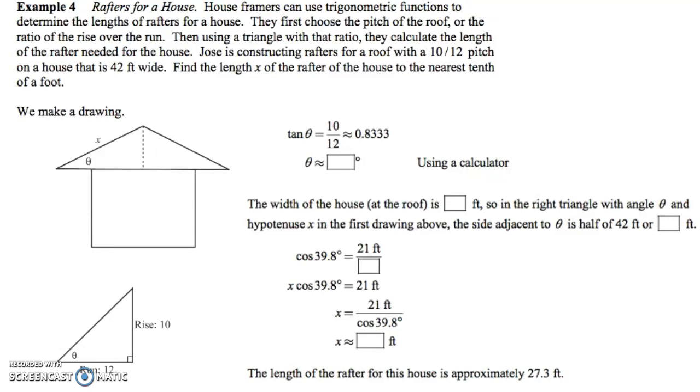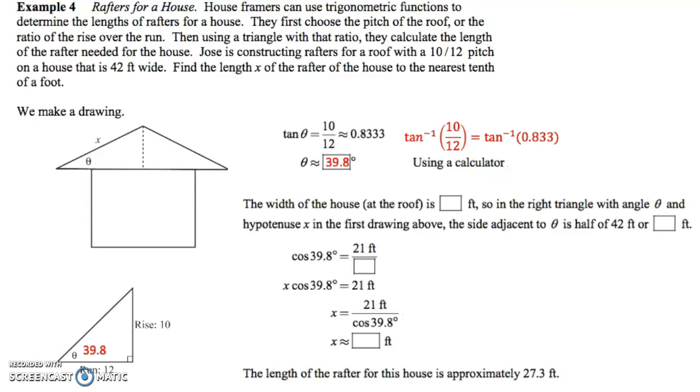So it tells us that we have a 10/12 pitch, which is 10 rise and 12 run. From that information, we can use the inverse tangent to find the angle of our pitch here. So tangent, because it's opposite over adjacent, and using the inverse of tangent, the tangent inverse of 10/12, which is approximately 0.83 repeated, gives us that the angle is approximately 39.8 degrees.